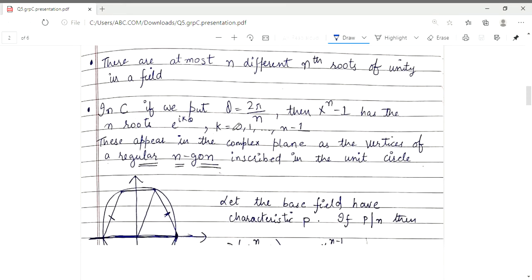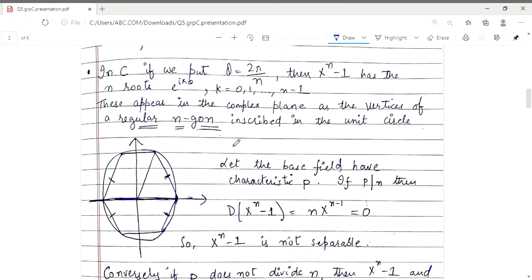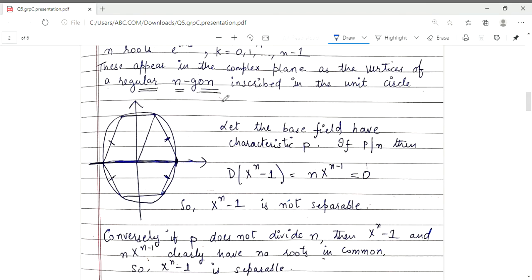Now in C, if we put theta is equal to 2 pi by n, then x power n minus 1 has the n roots e power i k theta, where k goes from 0 to n minus 1. These appear in the complex plane as the vertices of a regular n-gon inscribed in the unit circle. They are at equal distances from each other in the unit circle.